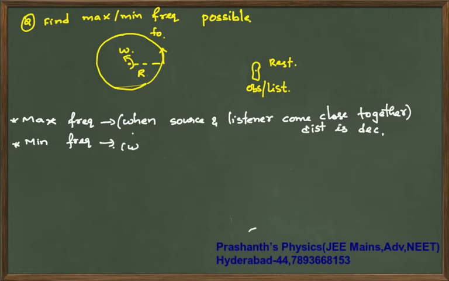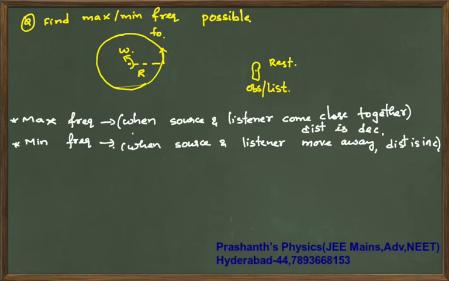Minimum frequency will be there when the source and listener move away, which means the distance is increasing. So that is the thing.